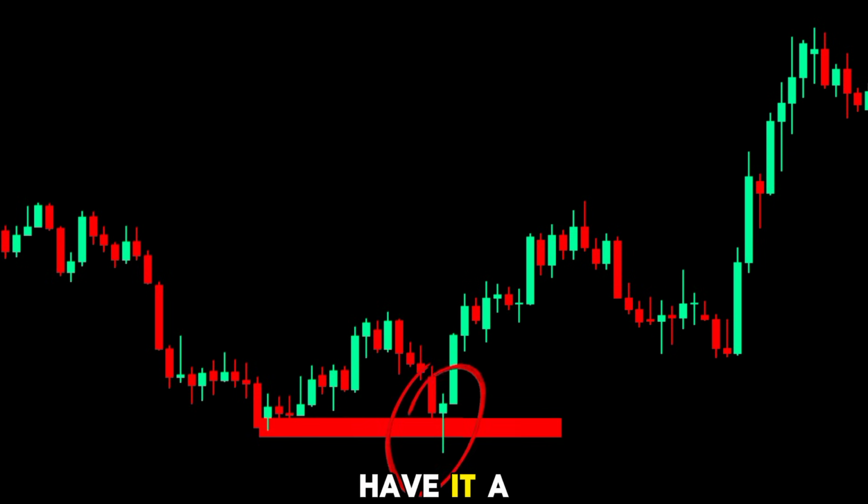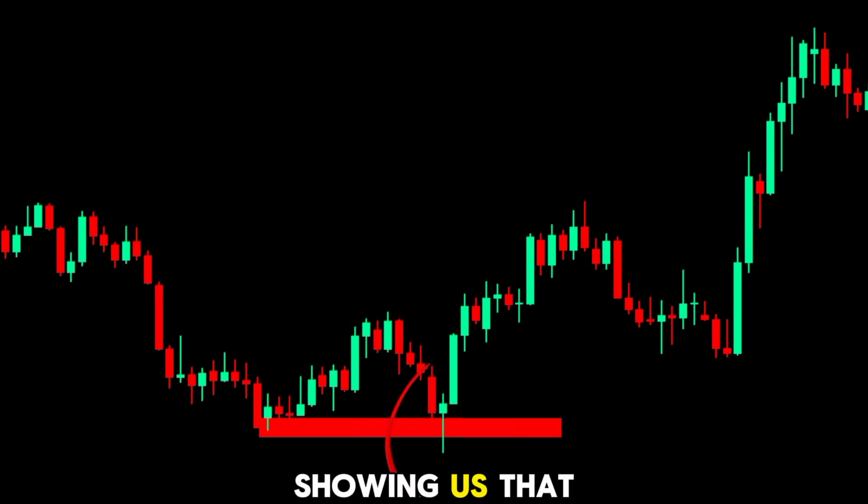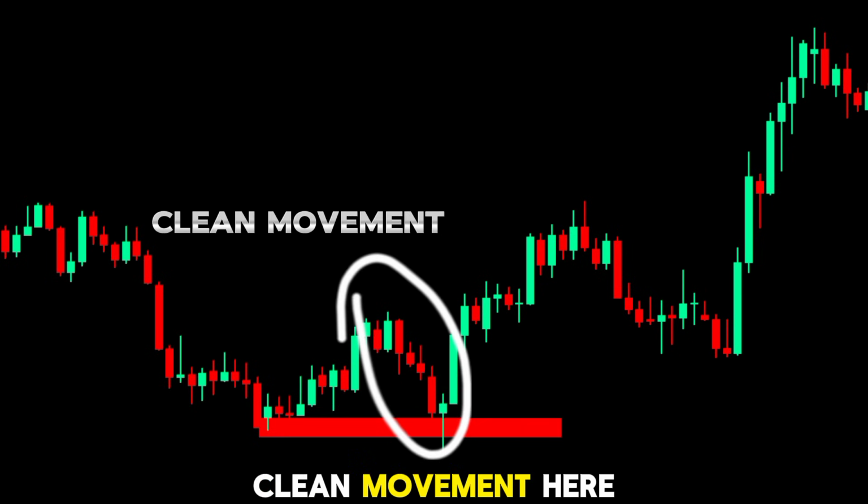And here we have it, a power candle appearing on the demand zone, showing us that the buyers have taken charge and power over the sellers in this territory, and they are ready to move the market to the next level. And because of this move, we expect the market to move right up from that point, as long as it has this clean movement here.